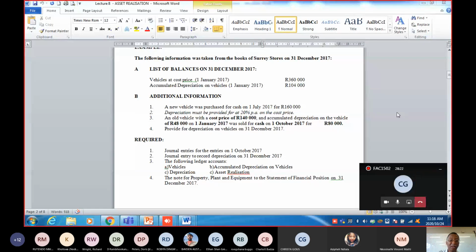Under number 3, they tell you an old vehicle with a cost price of 140,000 Rand and accumulated depreciation of 48,000 Rand on the 1st of January was sold for cash on the 1st of October, and it was sold for 80,000 Rand. Then under number 4, they tell you that you must make provision for the depreciation on the vehicles at the end of the financial year.